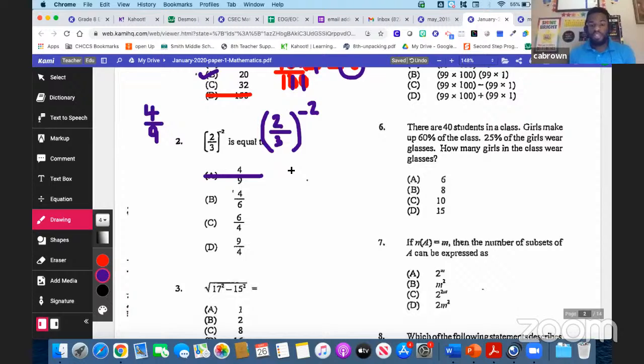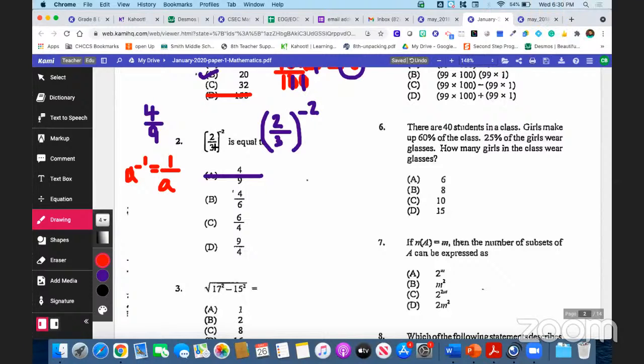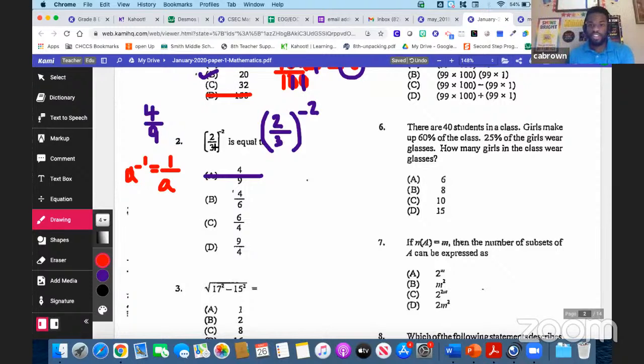Now, the laws of indices states that whenever a particular value is raised to a negative power, if A is raised to a negative power, it's 1/A. So, is it D? Let's see if we can prove it. Don't change your answer. That's another thing I should have mentioned. If you're going to change your answer, make sure that you're sure. Your answer is indeed right.